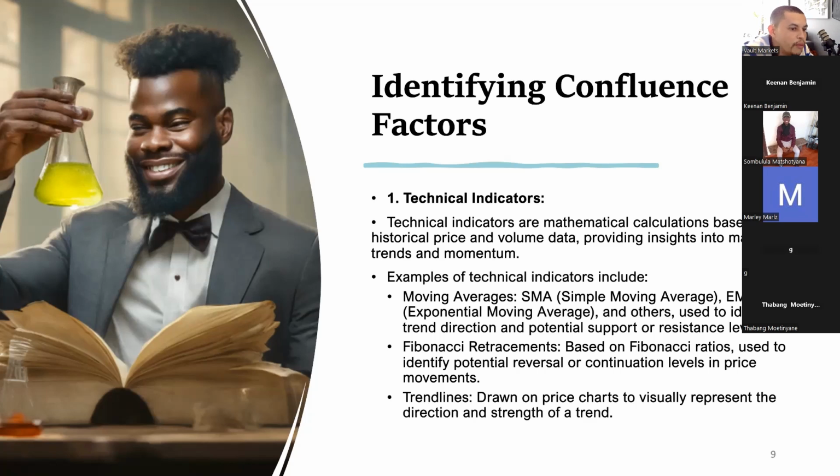So for instance, moving averages also, you are taught if price breaks above the moving average, you look for buys. If it breaks below, you look for sells. A similar concept to support and resistance. Also Fibonacci retracements. Based on Fibonacci ratios, used to identify potential reversal or continuation levels in price movements. The Fibonacci sequence is something that is engraved into everything in the universe. So even your physical body, you can map it based on the Fibonacci ratio.